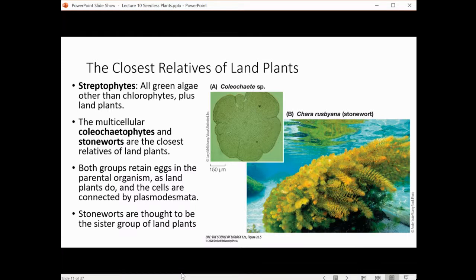Many of these seedless plants, you'll hear wort at the end of it. Wort is an old word that means herb. So for instance, St. John's wort, St. John's herb, right? And you'll hear others.